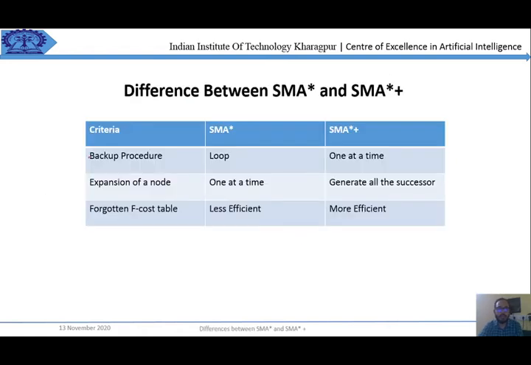So at the end, these are the three differences I have given here. There are also some other differences. For example, expansion happens only one time in SMA star plus, whereas in SMA star, if expansion happens, then the updating also happens more than one time. But these are three prominent differences that I already discussed about the backup and expansion, and they have given this in the paper. SMA star is less efficient than the more efficient one.